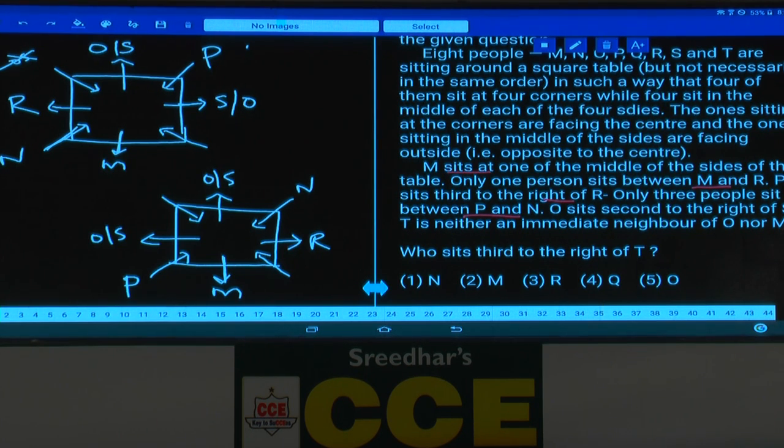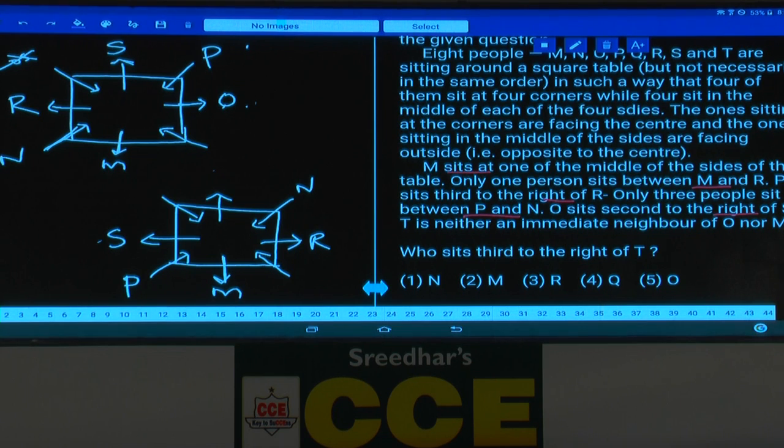Then O sits second to the right of S. As O sits second to the right of S, now tell me in this one, in the first case, S can be either at this place or at this place, out of which whether S can be at this place or not. If S is here, then O will be here. If O is here, O sits second to the left of S or right of S? Left hand side of S. But the given condition is O is to the right hand side of S. Hence, O and S cannot be in these 2 places. Hence, S must be here. Now this S is facing away, then O sits second to the left of S. And similarly here again, O sits second to the left of S, and this S must be adjacent to this P.